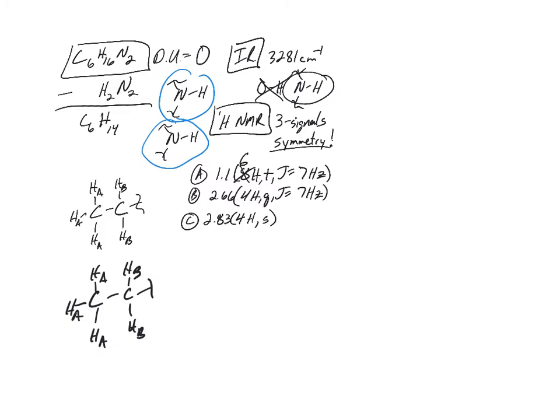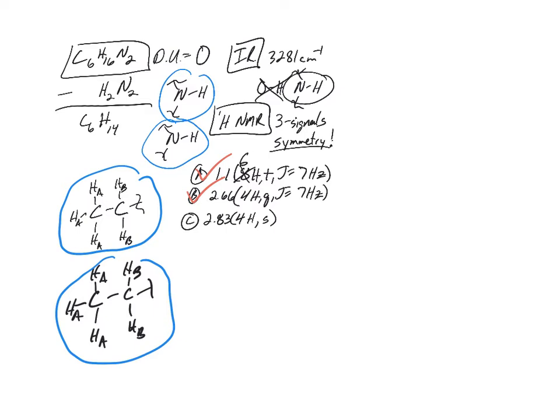So now we have 4 pieces. Do we see our 4 pieces? We've got our 2 NHs and our 2 ethyl, CH2, CH3, CH2, CH3 pieces. So what do we have left? Let's see what we've crossed off. We've crossed off this, crossed off this.